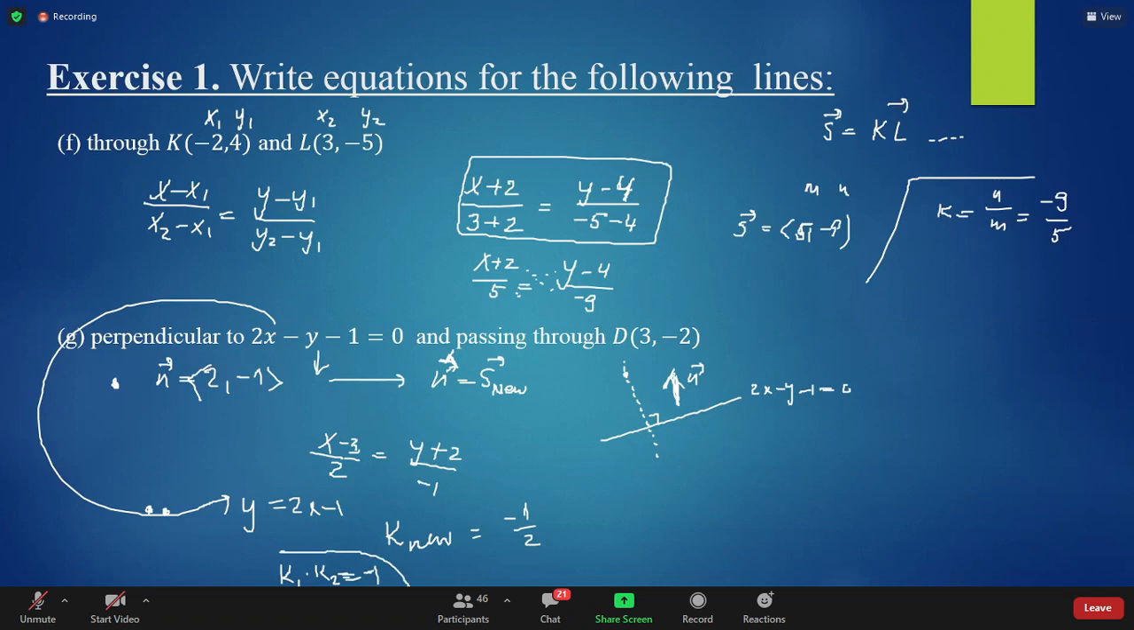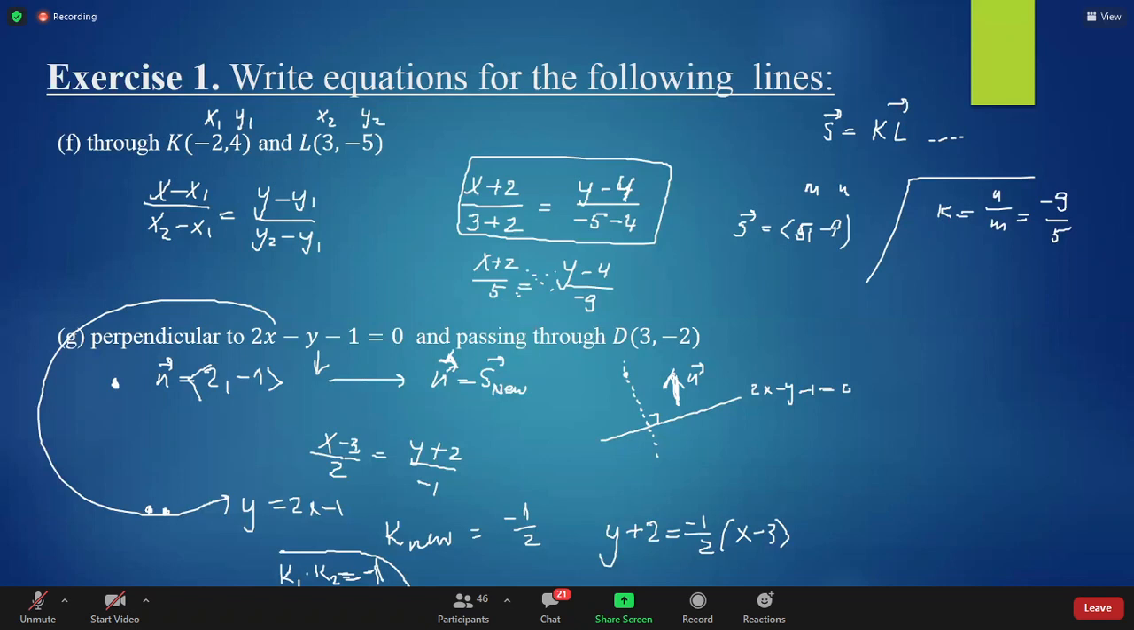Minus 1. And so I can find the new slope, and then I can write y minus negative 2 equals minus 1/2 times x minus 3, and again change this. So you see there are options and possibilities. What you should do is sketch and think which possibility you want to use.